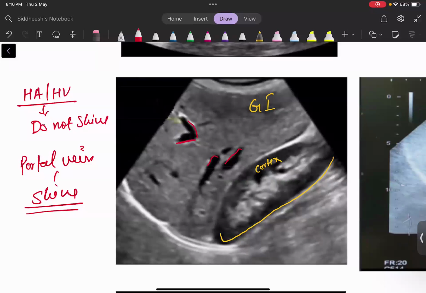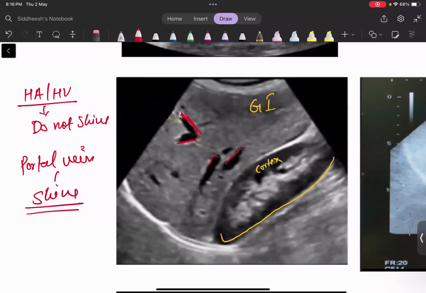Correct? If your portal veins are shining, that means you are having grade 1 fatty liver. Now suppose this portal vein is black like this. It's black, it's not shining. Then it means what? You are having grade 2 fatty liver. If you are putting the probe and the portal veins are not shining, that means it is grade 2 fatty liver.